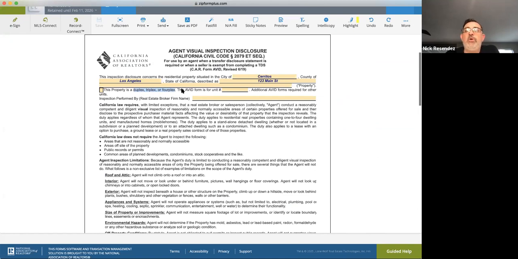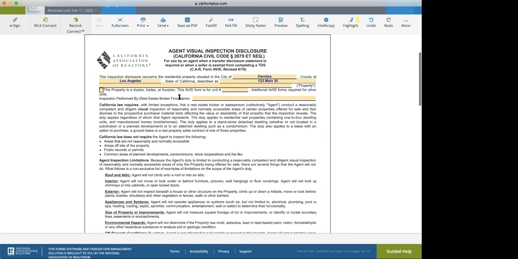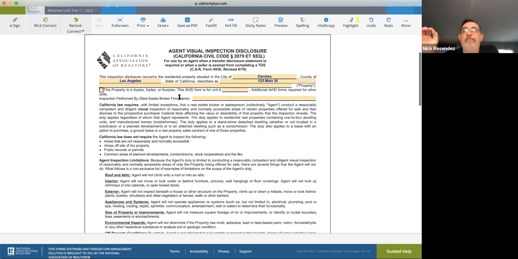If it's more than 1 unit, you're going to do an individual AVID for each unit, okay? By the way, if it's multi-unit, 2, 3, 4 units, technically the seller does not need to do a TDS or an SPQ for each individual unit, but it is considered the best practice. So the seller should do a TDS and SPQ for each individual unit. That is definitely the best practice. Not legally required, but we highly recommend it, okay?